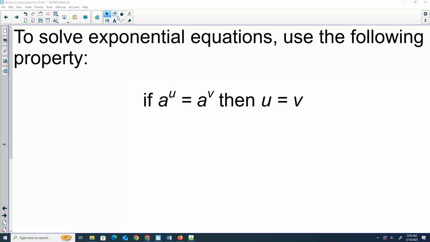Is if you have the same base on each side of the equation. So it can only be written once, but if you have like 2 to some power on each side, then those exponents have to be equal. So if you have that set up, you can drop the bases and set the exponents equal.